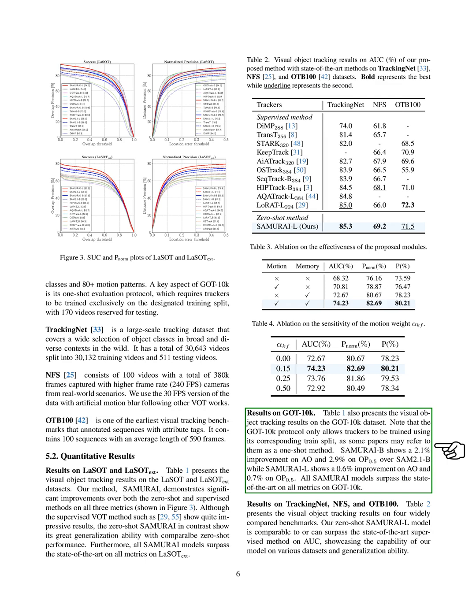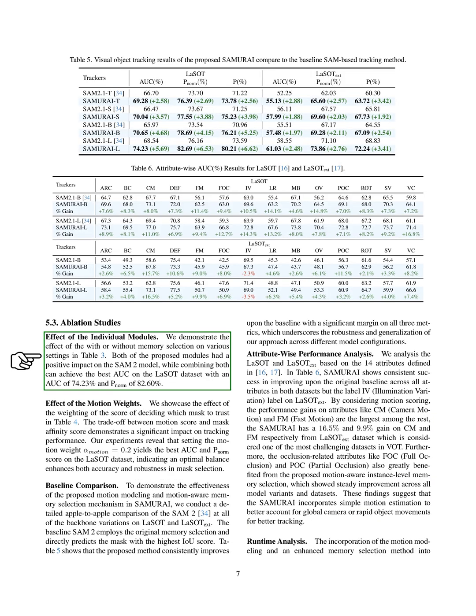We also provide results on TrackingNet, NFS, and OTB100, where our zero-shot Samurai L model matches or exceeds the performance of the best supervised methods in terms of area under the curve, AUC, demonstrating its effectiveness across different datasets. Next, we analyze the impact of individual modules. Our findings indicate that both proposed modules positively influence the SAM2 model, with their combination yielding the highest AUC of 74.23% and a norm of 82.60% on the LOS-OT dataset.